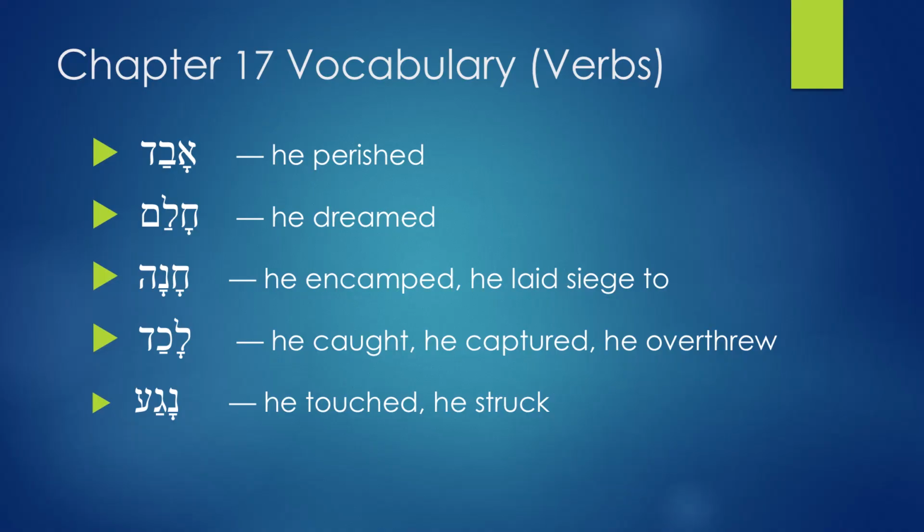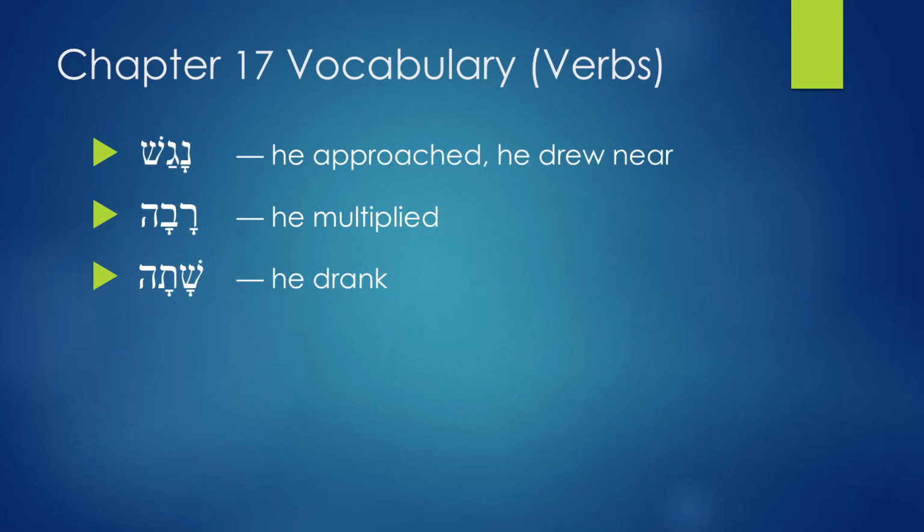Next we have naga. Naga means he touched or he struck. Next we have nagash. Nagash means he approached. Next we have rava. Rava means he multiplied. And finally we have shata. Shata means he drank.